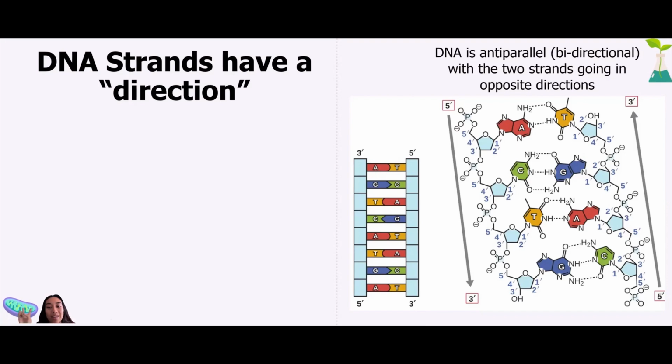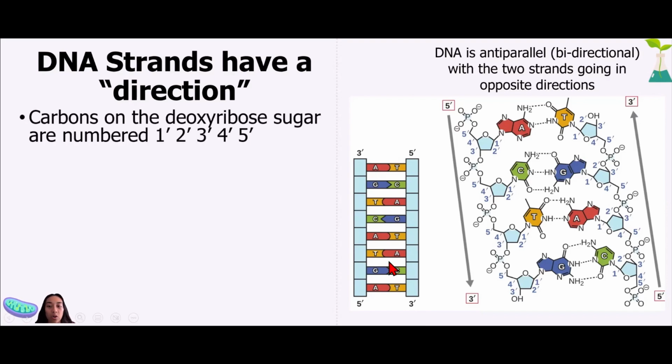And the way that we name the direction is based on the carbons. So when we're looking at a nucleotide, remember that nucleotides are made up of a phosphate, a sugar, and a base. Now that sugar is a deoxyribose sugar if we're talking about DNA. And that deoxyribose sugar has 5 carbons, which we number them: 1', 2', 3', 4', and 5'. So the asterisk means prime in this case, but essentially we're just numbering the carbons.